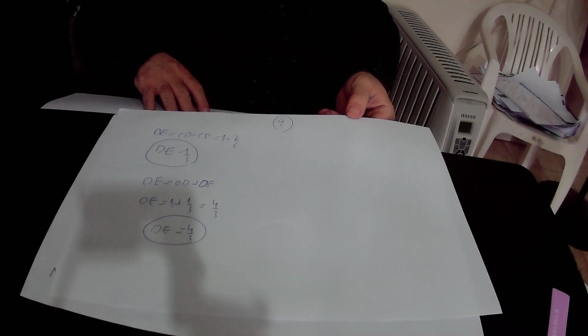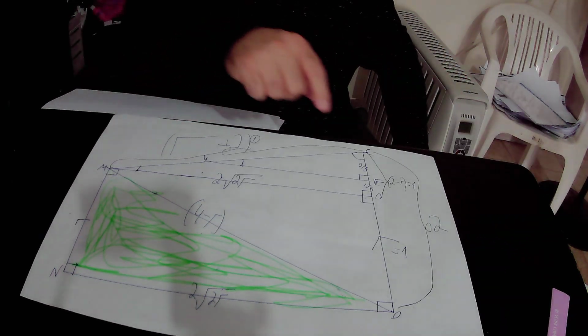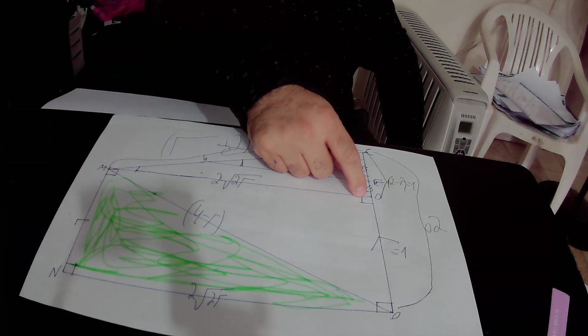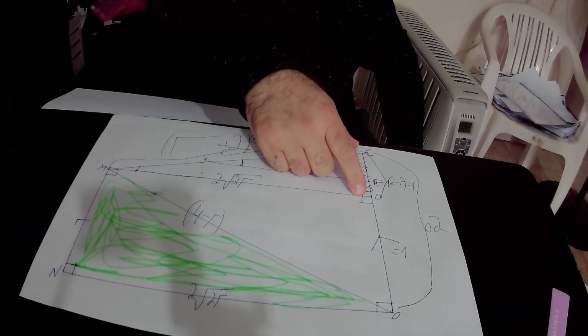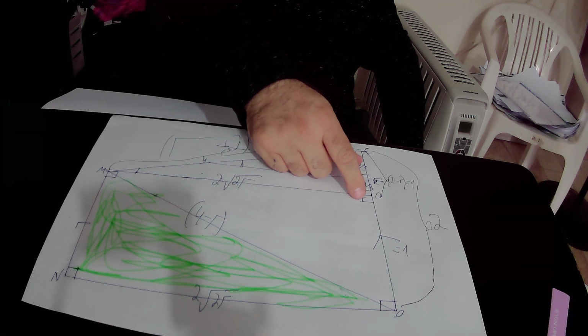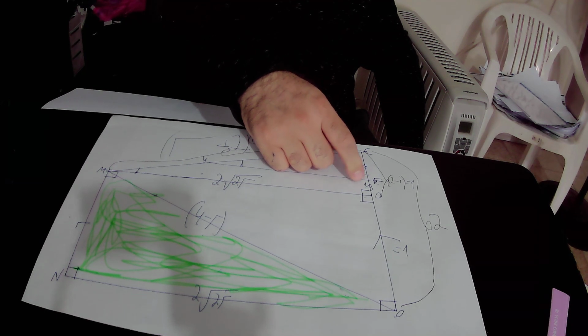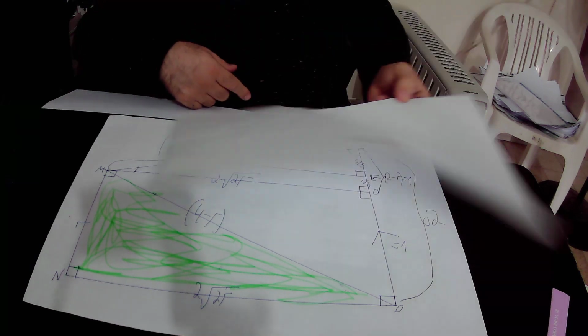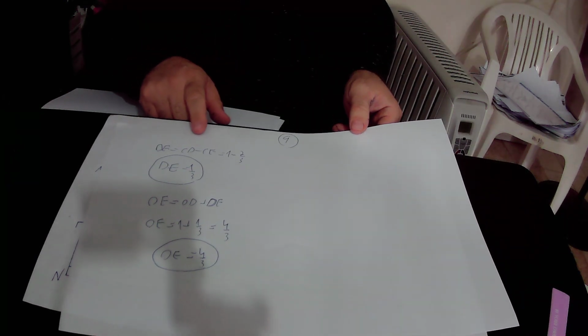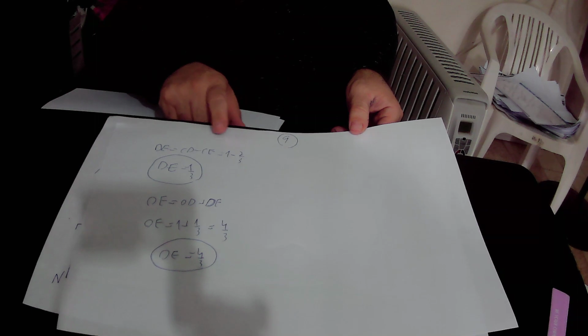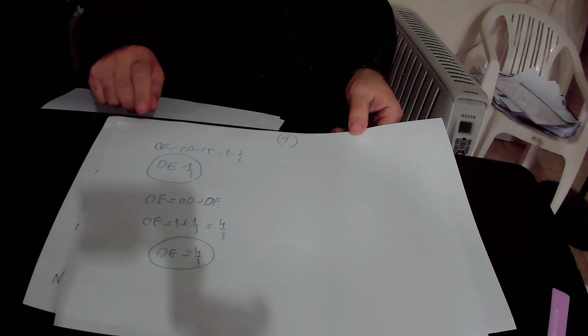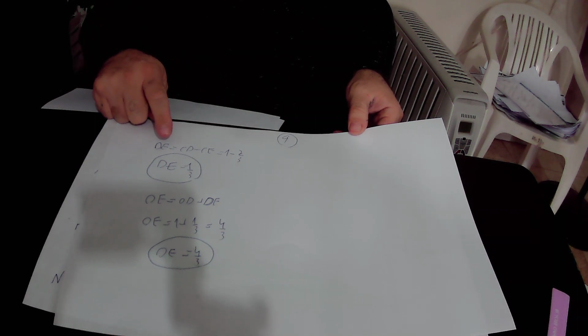Then DE equals CD minus CE. DE equals CD minus CE, and CD equals 1, and CE equals 2/3. So in total we got that DE equals 1 minus 2/3. 1 minus 2/3 is a third. So we found out that DE equals a third.